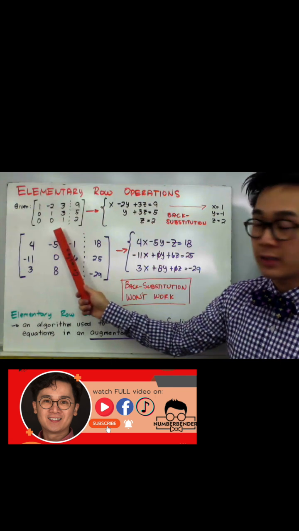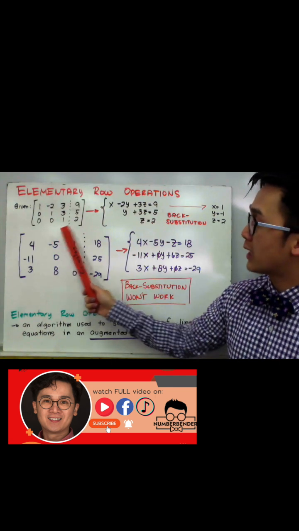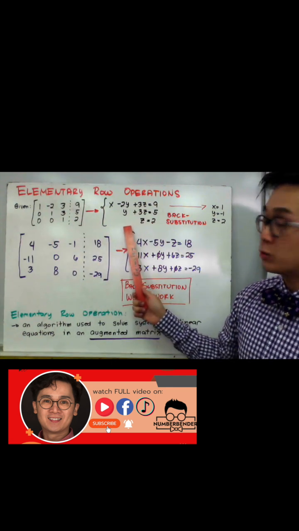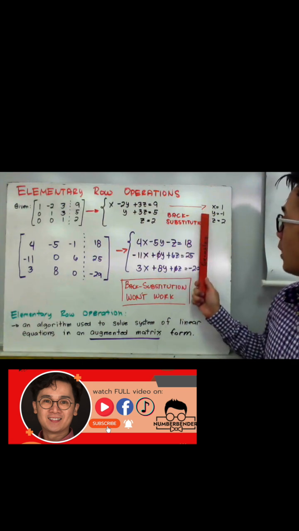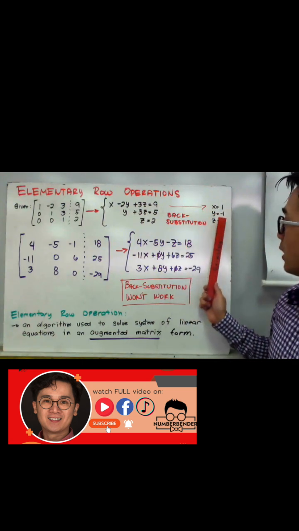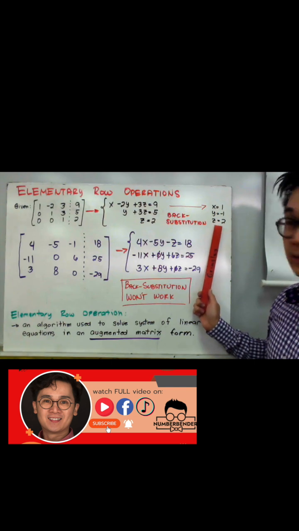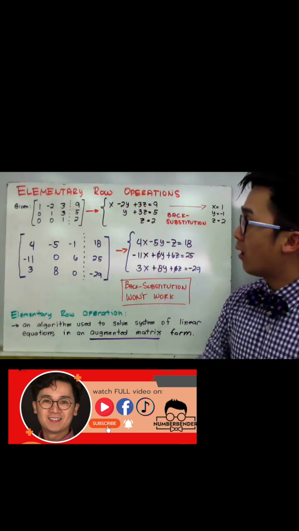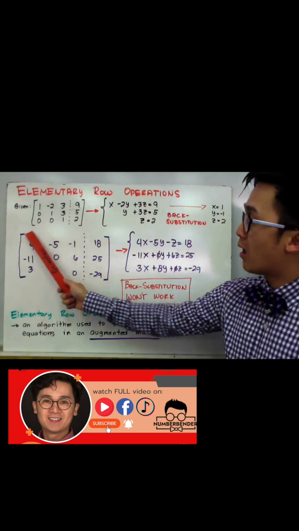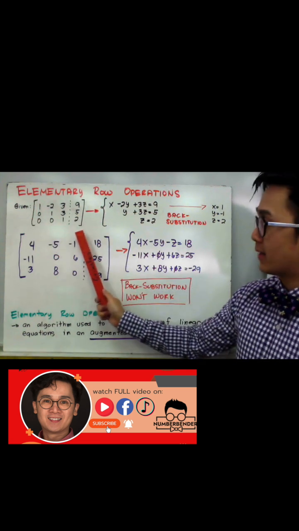similar to this one is easy to solve because when we change it into a linear system using back substitution, we'll be able to find the values of x, y, and z, which is x equal to 1, y is equal to -1, and z is equal to +2. However, not all augmented matrices are given like this.